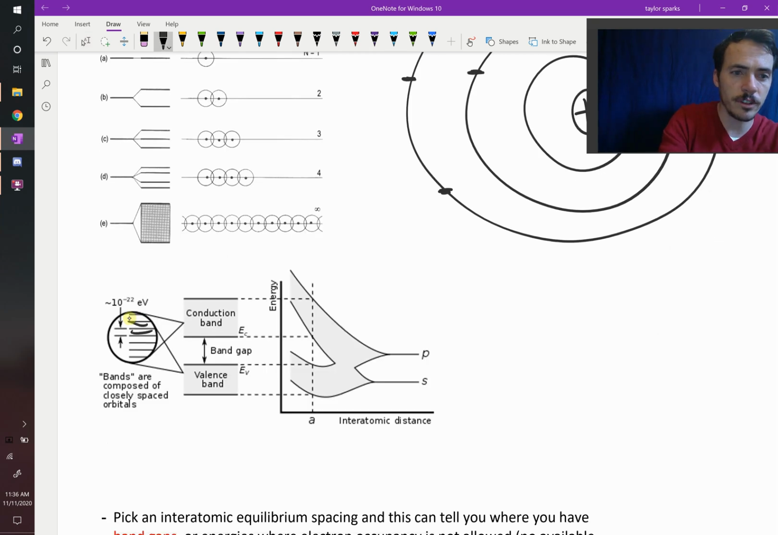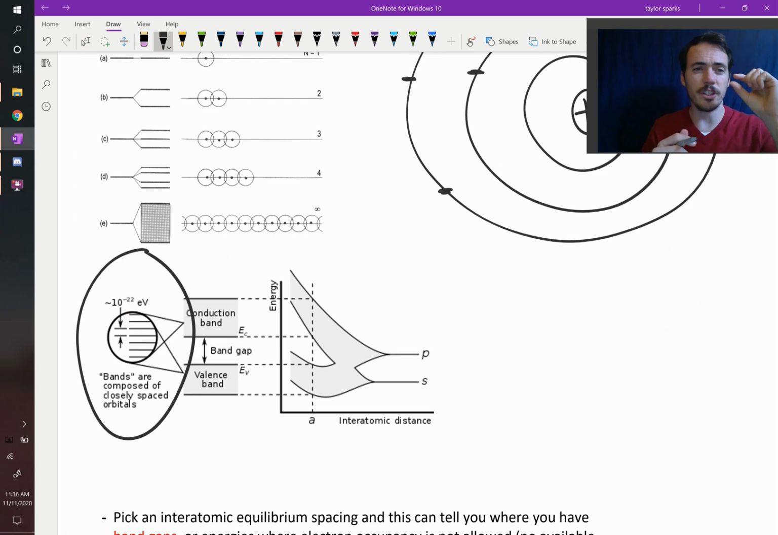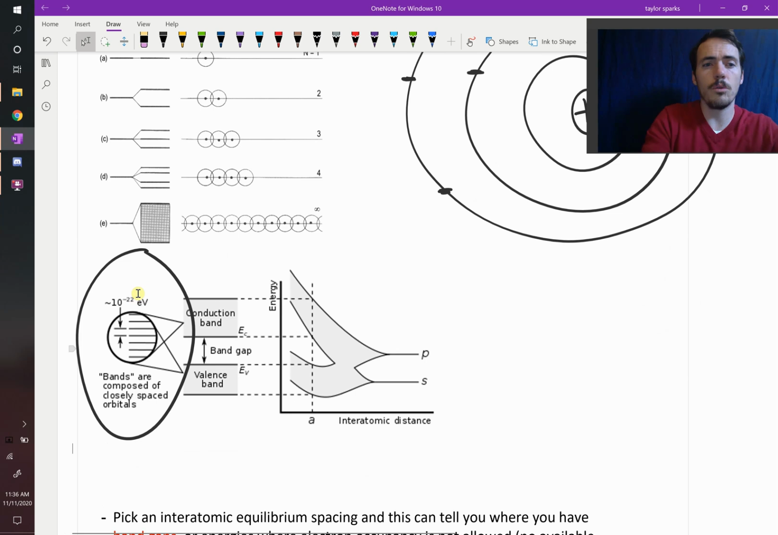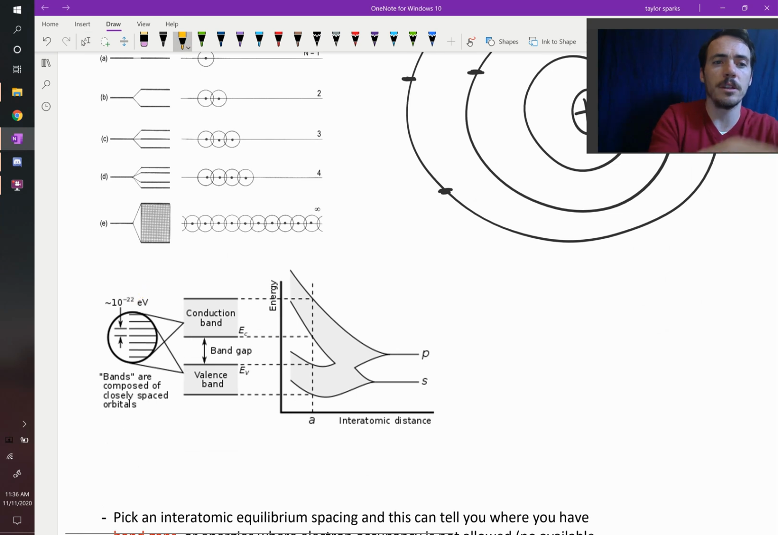The band technically is made up of a bunch of discrete levels. These are discrete levels here in this picture, but they're so close together that the difference between them is something like 10 to the minus 22 electron volts. So it might as well be, instead of being discrete, a continuous band of spots that you can fill up in your now band of allowable electron states.